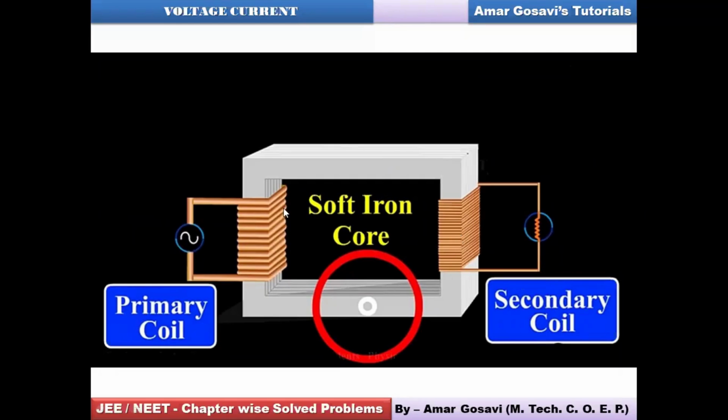Now you can see this entire coil, they are being placed over a soft iron laminated core. So such assembly we call it as transformer. Now because of the rate of change of flow of current in the primary, there will be EMF induced across secondary as per mutual induction. Okay, this is the principle on which the transformers will work. Please make a note of it.